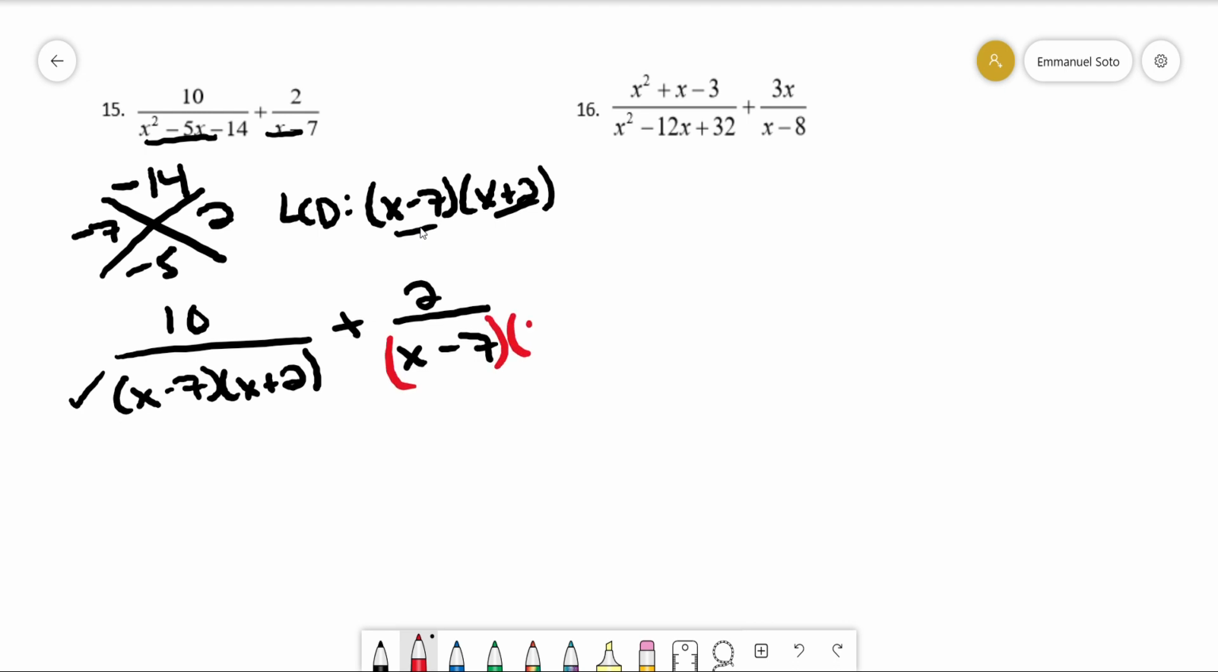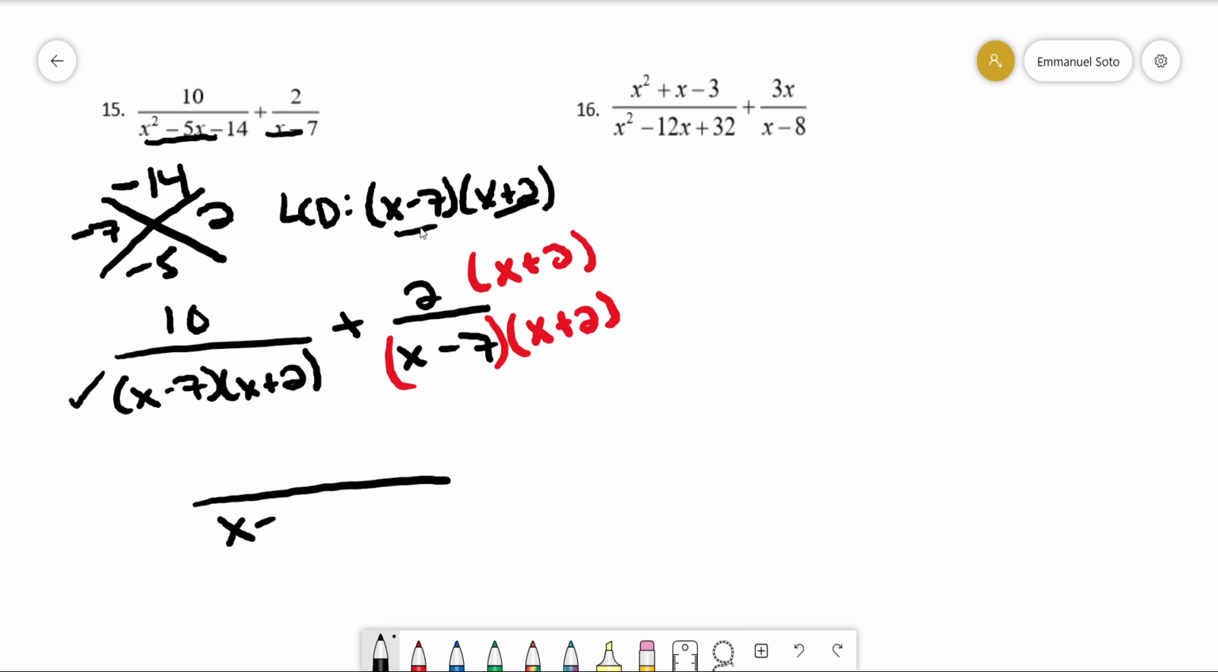He is missing an x plus 2. So we are going to multiply him by x plus 2 in order to make it the same. So now our denominators are the same. So we got one common denominator, x minus 7, x plus 2.